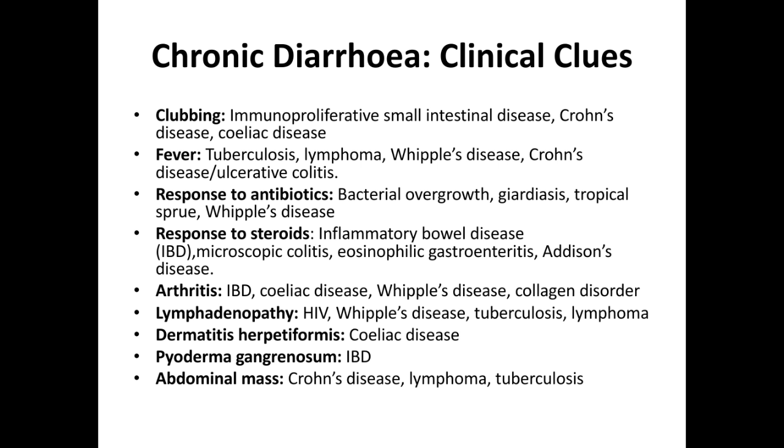If patient is having chronic diarrhea with lymphadenopathy, number one is the HIV. Okay, and sometimes we may be dealing with the tuberculosis also. These are the different things like dermatitis herpetiformis in celiac disease, pyoderma gangrenosum in inflammatory bowel disease. Abdominal mass with chronic diarrhea means some of the lymphomas and Crohn's disease and in tuberculosis also.